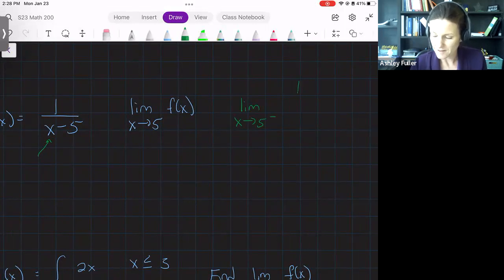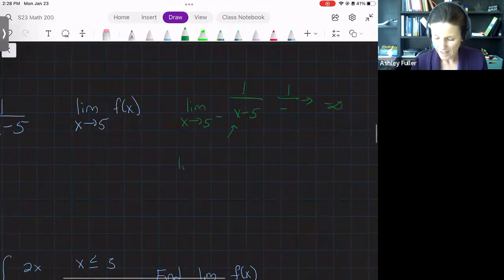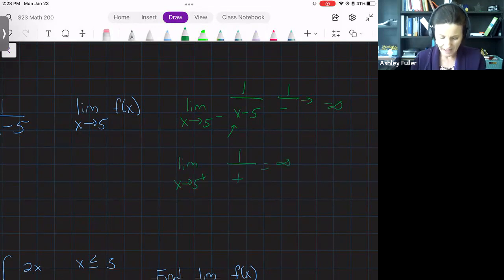from the left, notice down on the bottom, I'm going to have 1 over some negative number, which is going to lead me to negative infinity. And then if I approach 5 from the right, I'm going to have 1 over some positive number. And thus we see that the limit does not exist, and the equation or the graph is going to be unbounded in the negative direction from the left and unbounded in the positive direction from the right.